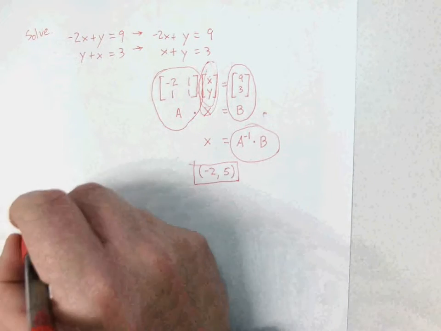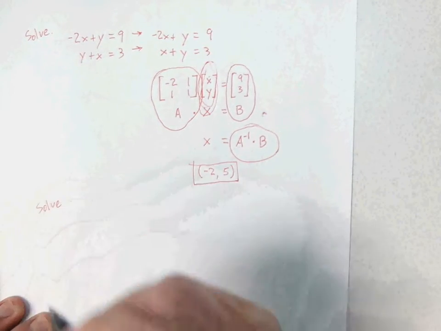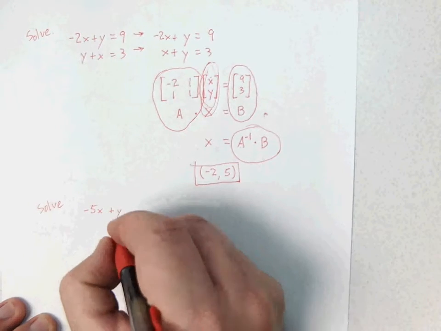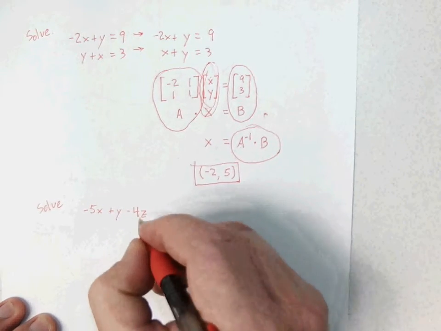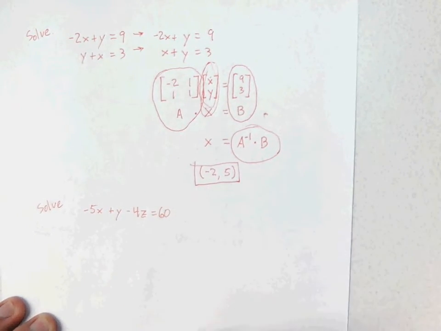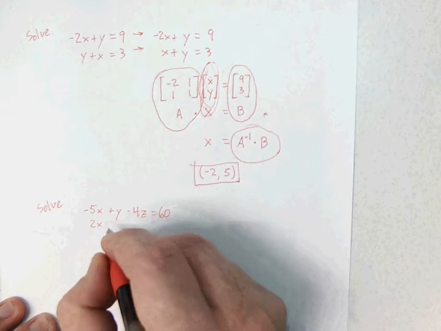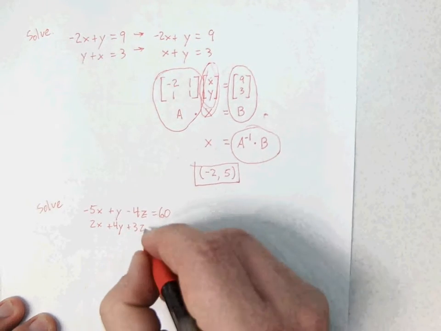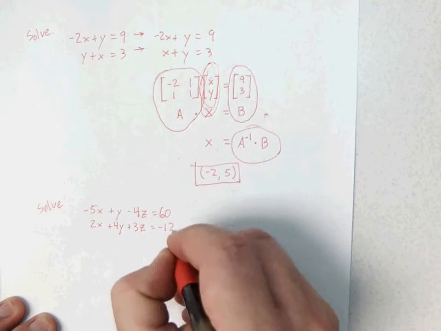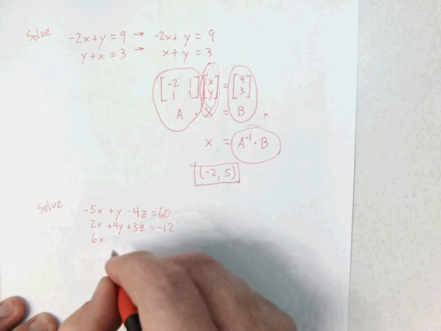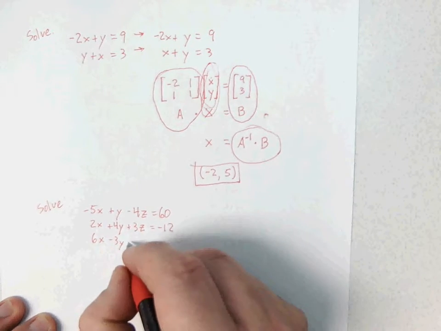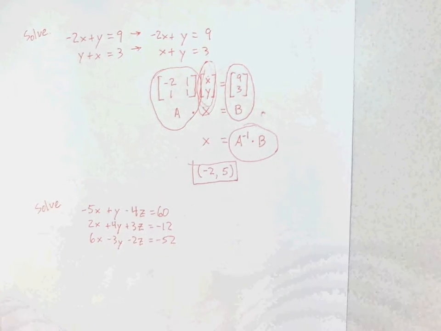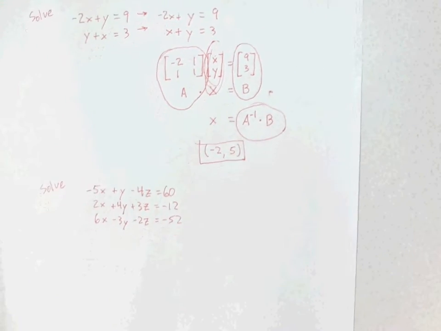For example, solve -5x plus y minus 4z is equal to 60. 2x plus 4y plus 3z is equal to -12. 6x minus 3y minus 2z is equal to -52. There is a system of equations.